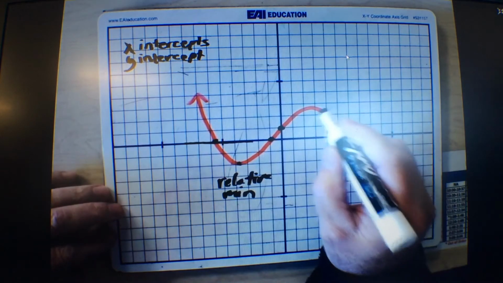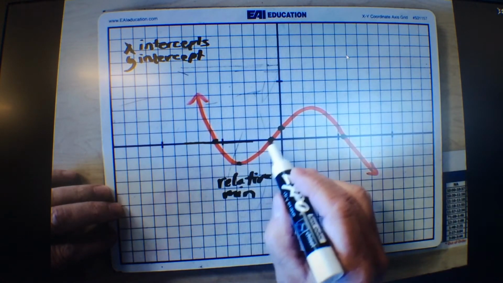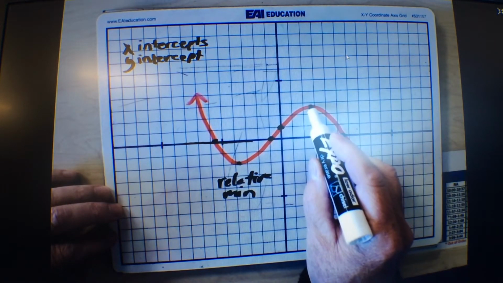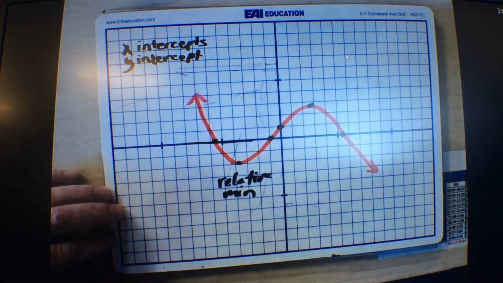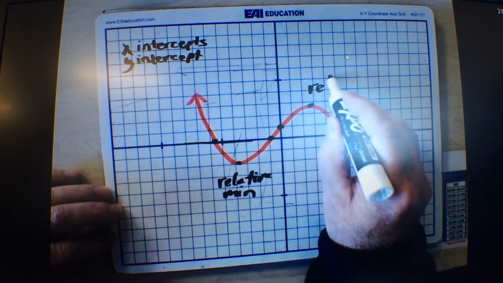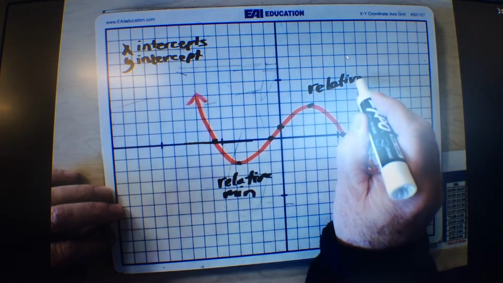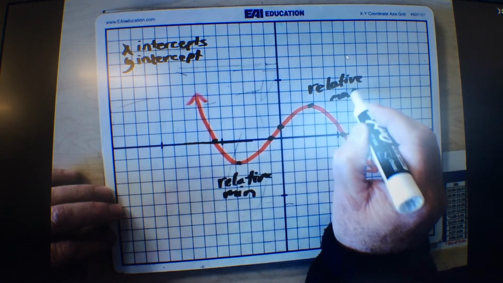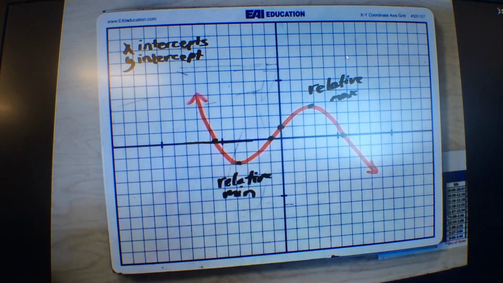All right. There's one more up here, because when we start increasing, and then we get up here, there's one more right here. And that is called a relative maximum. We call it relative max for short. And it means that all the points that are around it are lower than it.